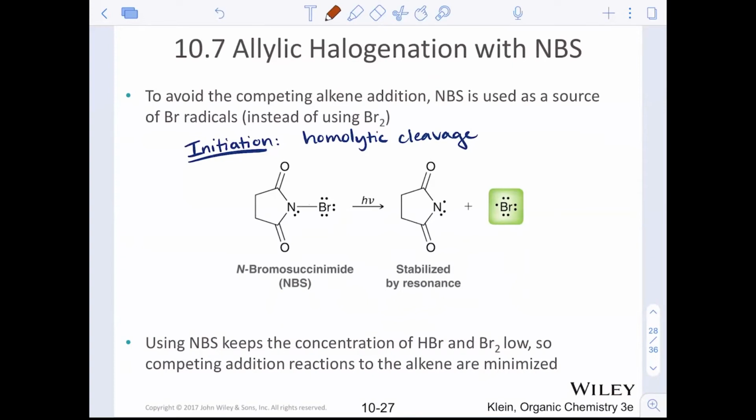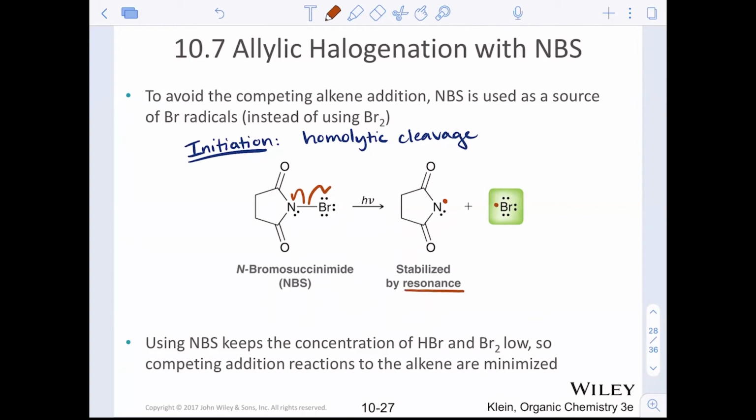We still should use heat or light. Here we have light written. So what would happen is a homolytic cleavage of that N-Br bond. Notice we have a nitrogen radical and a bromine radical. The nitrogen radical is relatively unreactive here. It will not be doing any of the hydrogen abstractions because it is more stabilized.